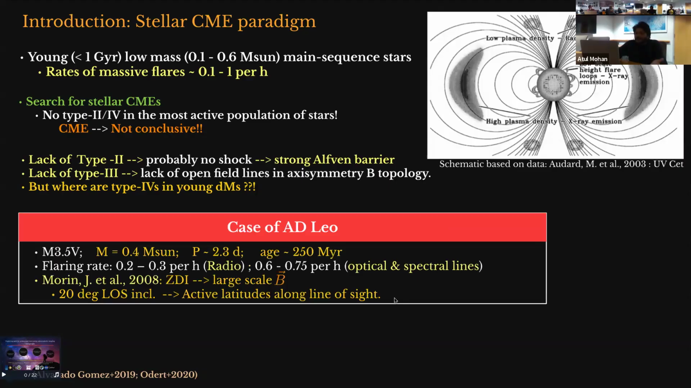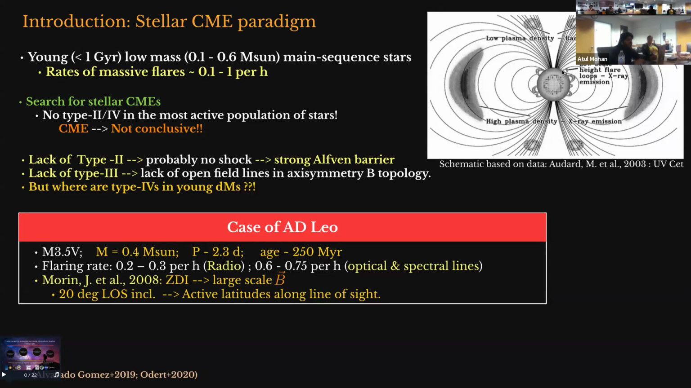So we took this interesting star, AD Leo, which is like 0.4 solar mass and is a very young active star. And the most interesting part is that it has the Zeeman Doppler imaging maps, which give us a sense of the magnetic field structure. And we know that the magnetic pole of the star is oriented around 20 degrees along our line of sight. And the interesting thing about these kind of active stars is, like you can see in this picture, the active regions are mostly at higher latitudes, usually. That's what we know from the optical observations, right?